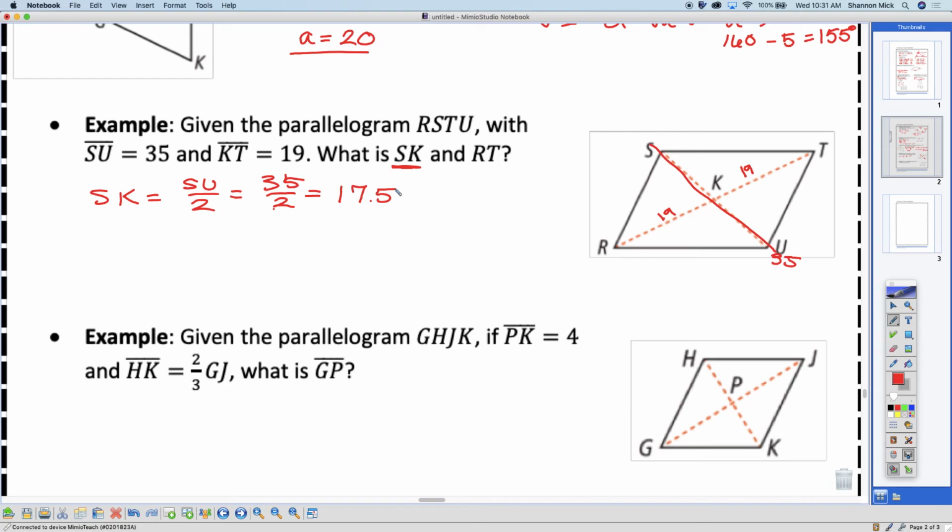Okay, so SK was 17.5. I just took what I had and divided it by 2, right? And I can divide odd numbers by 2. That's always going to end in a 0.5, isn't it? Okay. So now they gave me KT was 19, and it wants RT. Couldn't you just do 19 times 2? So it's going to be 2 times KT, yes? So 2 times 19, or 19 plus 19, right? Which would be 38. I think diagonals are fun.